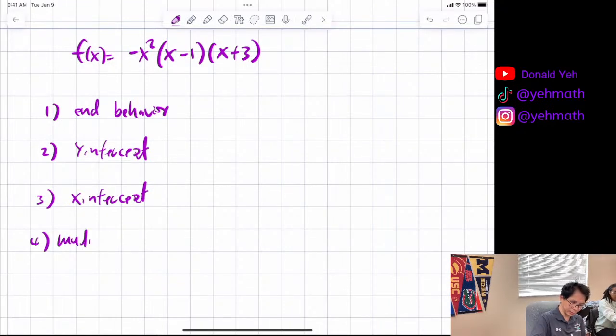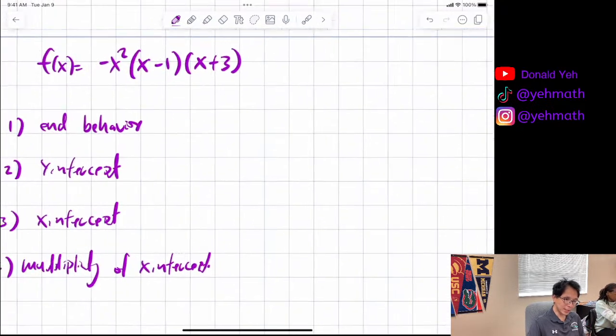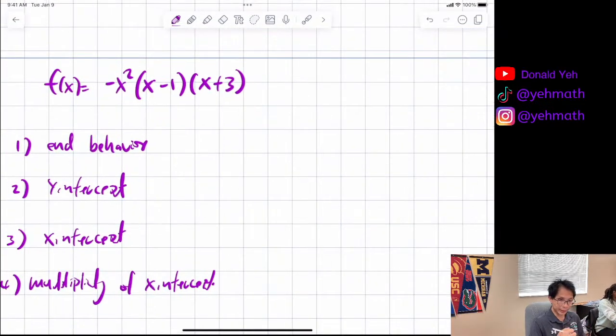Multiplicity of the x-intercept. Multiplicity just means how the graph behaves at a particular x-intercept. So let's start with end behavior. Okay, the end behavior is, so Merlin, were you here yesterday? Okay, what can you tell me about end behavior from yesterday? What did we talk about? What's the part that decides end behavior?